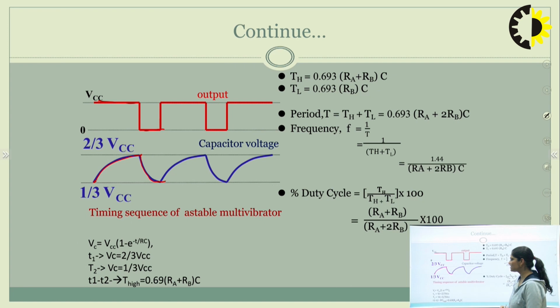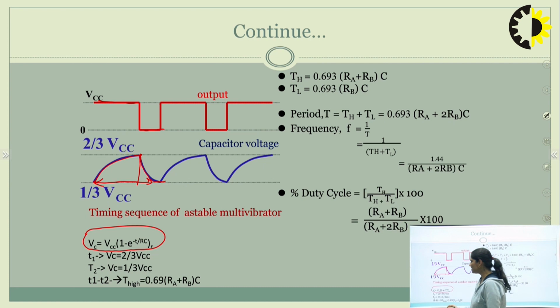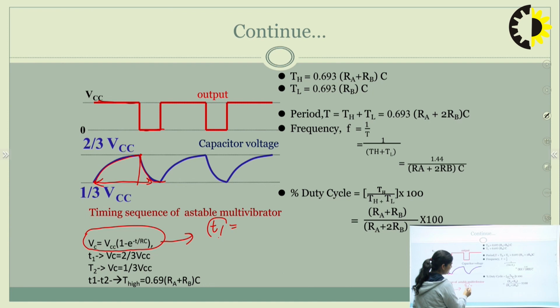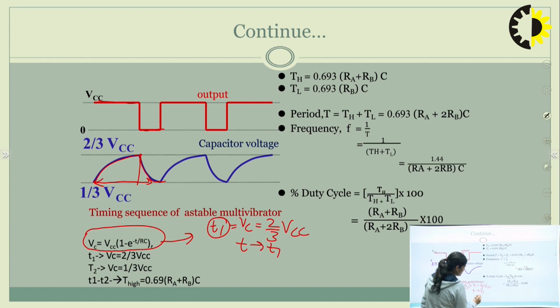Now here, find out the time duration for this charging and discharging. Now here VC, the capacitor voltage, is represented as VC = VCC (1 - e^(-t/RC)). Now here T1, in the case where you are finding time T1, is equal to what? Put VC equal to 2/3 VCC, and T you can consider T1. So you can find out T1 from this equation.